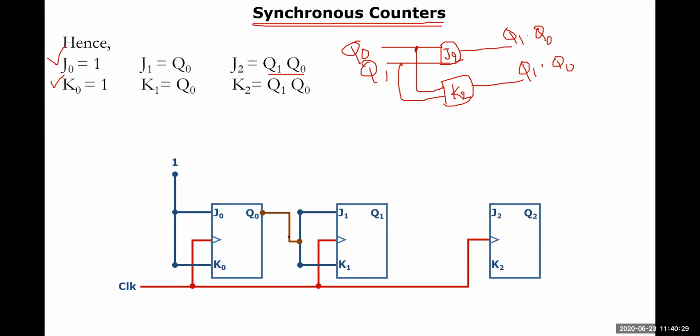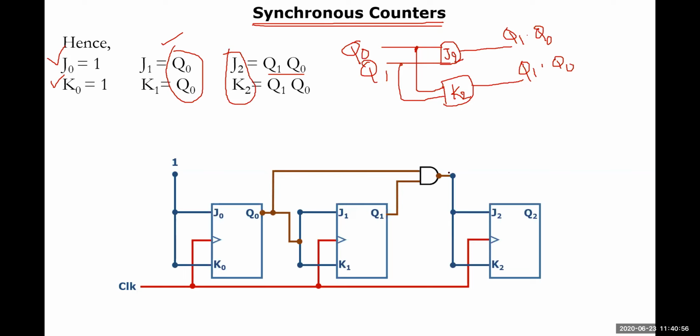This output will be connected to J1 and K1. J1, K1 will be equal to Q0, Q0. Q0 means the first flip-flop output will be connected to this particular J1 and K1. And J2, K2 will be a combination of Q1 and Q0 connected here. Therefore, an AND gate will be taken and these two connected to it, so you will get the output Q1 into Q0. This Q1, Q0 will be supplied to J2 and to K2 also. Then finally, you could get the output.